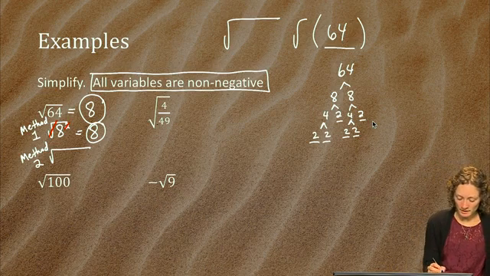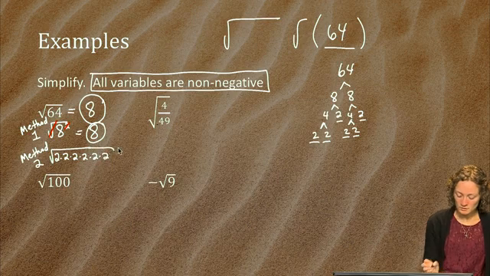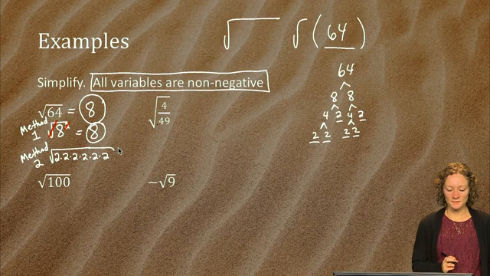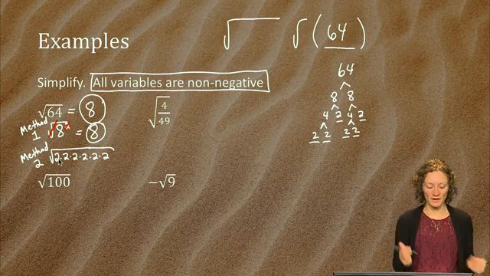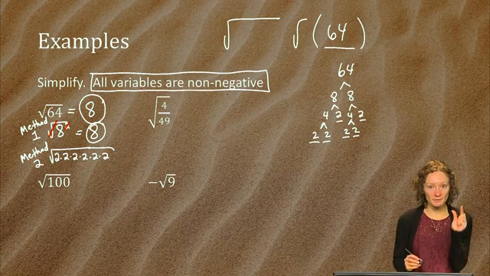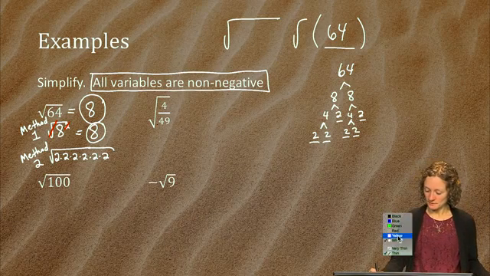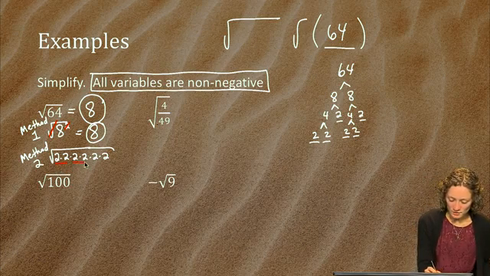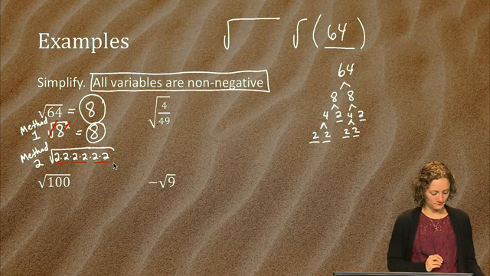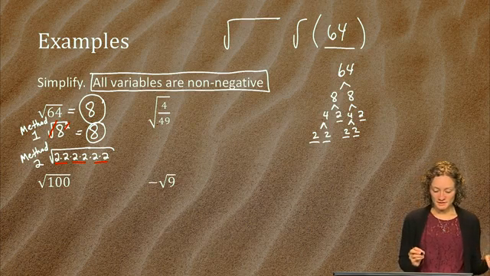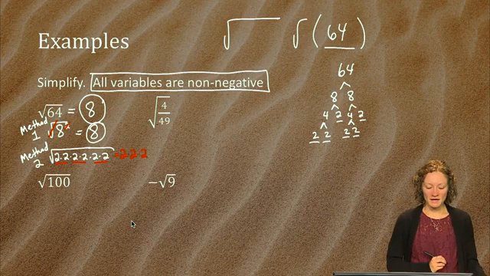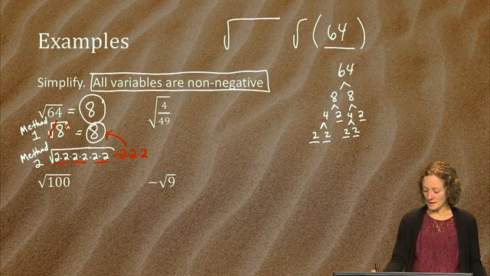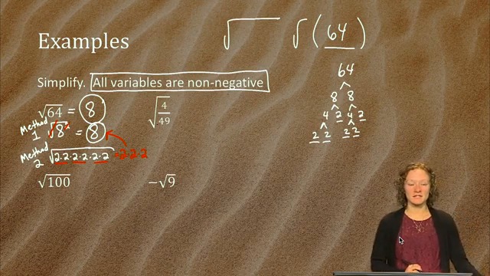So 64 can break down to 2 times 2 times 2, 6 times. And then instead of using method 1, where we look specifically for something squared, we look for groups of 2. We look for pairs because we have a square root. We have a pair of 2s, a pair of 2s, and a pair of 2s. For each pair, a single 2 comes out and gets multiplied together, giving the same answer that we got in our other methods, giving us 8.